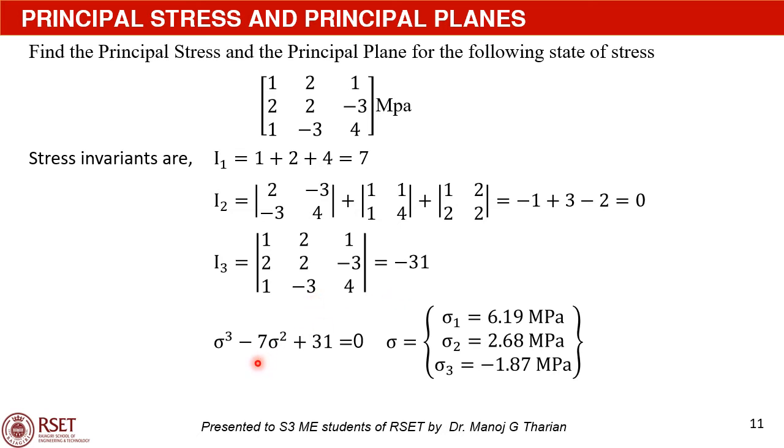So the characteristic equation becomes sigma cubed minus 7 sigma squared plus 31 equals 0. Solving this cubic equation, we will get three values for sigma as 6.19, 2.68, and -1.87. 6.19 megapascal, being the highest value, is assigned to sigma 1. 2.68 megapascal, the second largest value, is assigned to sigma 2, and the least value, -1.87, is assigned to sigma 3. Thus, the three principal stresses at the given point are found.